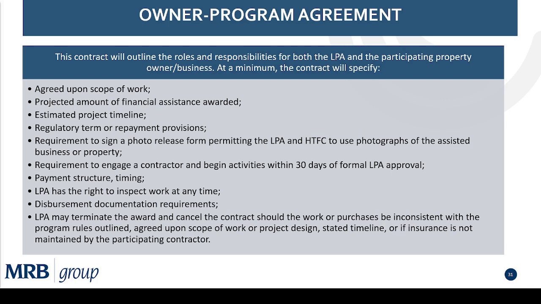So there's really two specific agreements. One is the agreement between you as the owner of the building or the applicant and the program itself. So this is outlining the requirements and the details of the grant. And that's things like your estimated project timeline, your scope of work, the scheduling of payments, the inspections that will happen. And so this just outlines your relationship with the city.